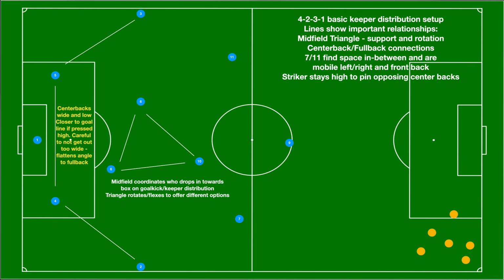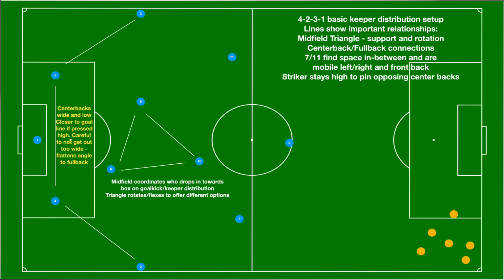In the middle, the midfield triangle coordinates who drops in towards the 18. So if one player drops in, the other player steps out and the 10 rotates. Vice versa, if the other player drops in, the other 6 can drop out or rotate out, and again, that 10 keeps that positioning as they go.